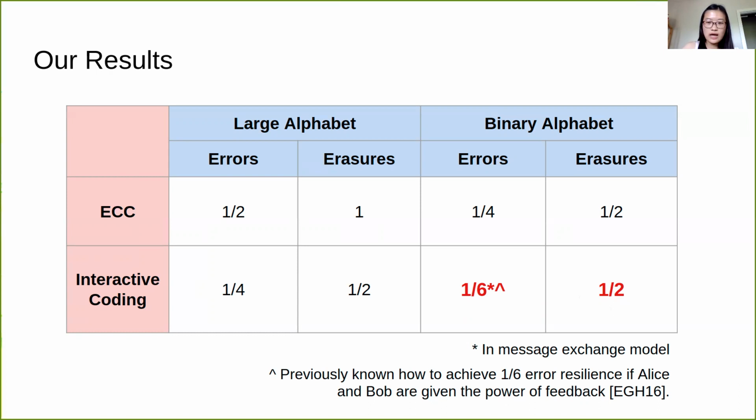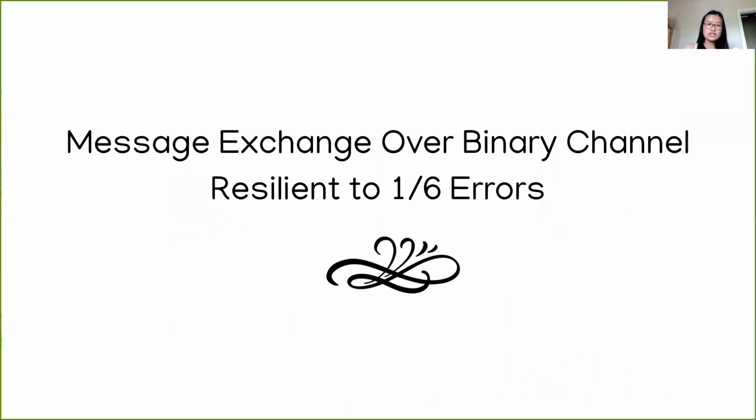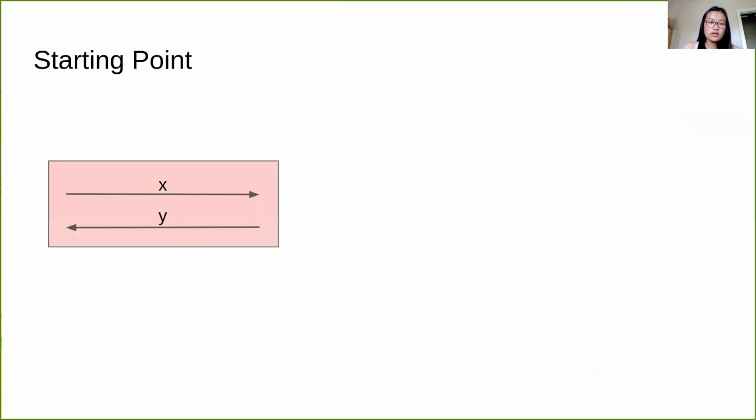Okay, so out of the 2 results, I guess the 1/6 protocol is the more interesting one, so I'm going to be spending the rest of my time today talking about that. So let's talk about message exchange over the binary channel, resilient to 1/6 errors. We begin with our message exchange protocol, where Alice sends Bob X and Bob sends Alice Y.